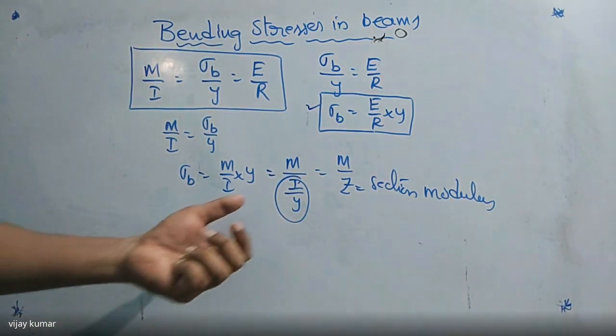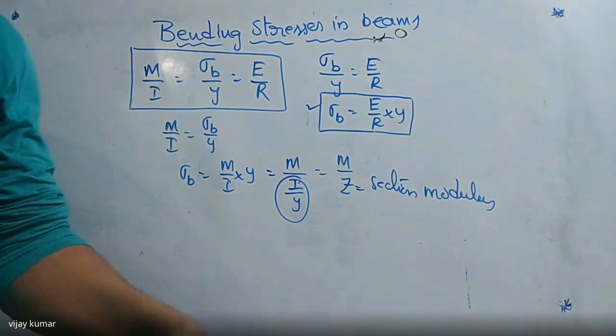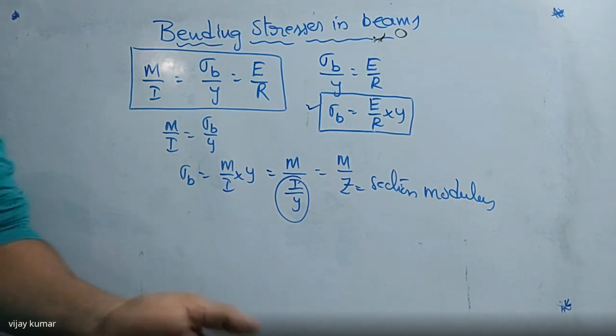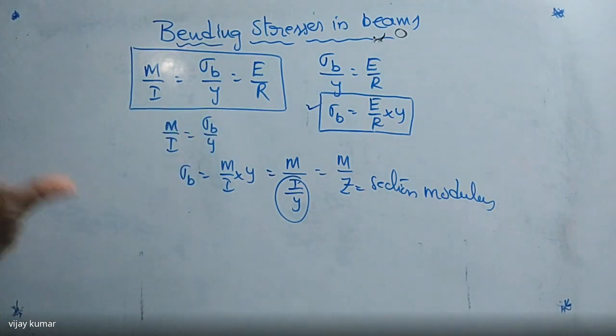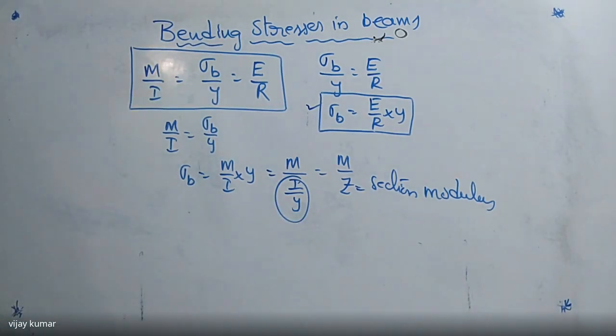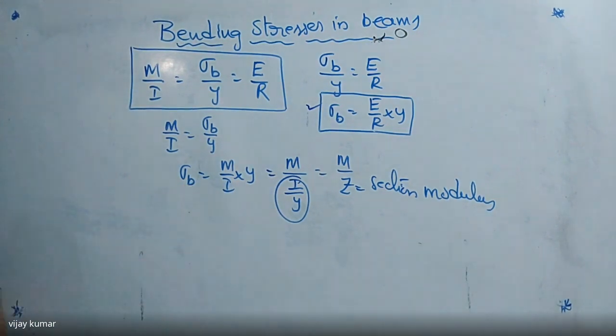I is nothing but moment of inertia. Moment of inertia we can calculate for a given cross section. According to our mechanics, we can calculate moment of inertia with respect to the x-axis for a rectangular, triangular, square, circular or semicircular cross section. Whatever the shape is, I can calculate the moment of inertia. But Z always depends on the y value. When Y is minimum, Z is maximum. When Z is maximum, automatically sigma B is minimum here.